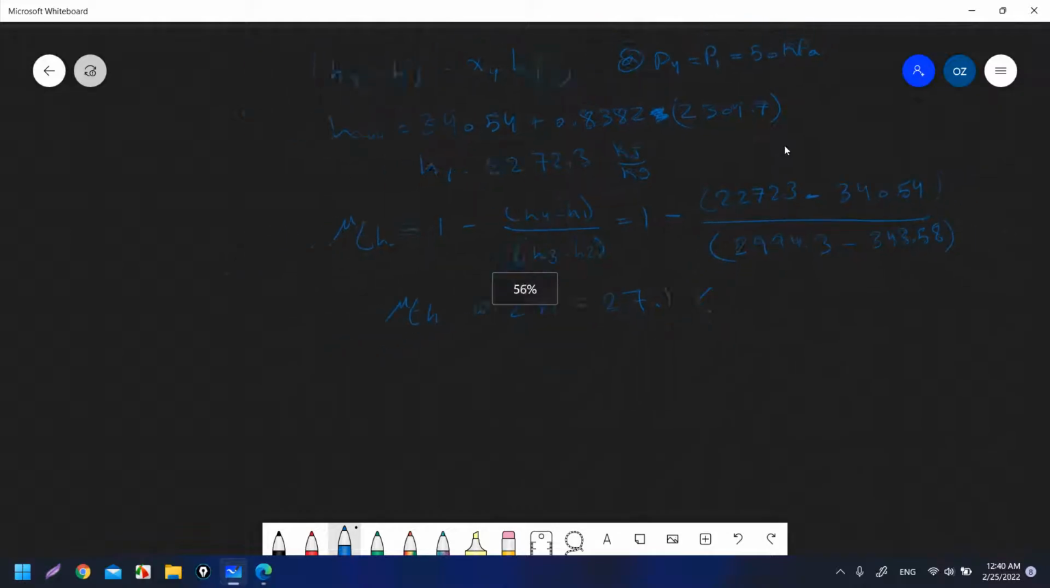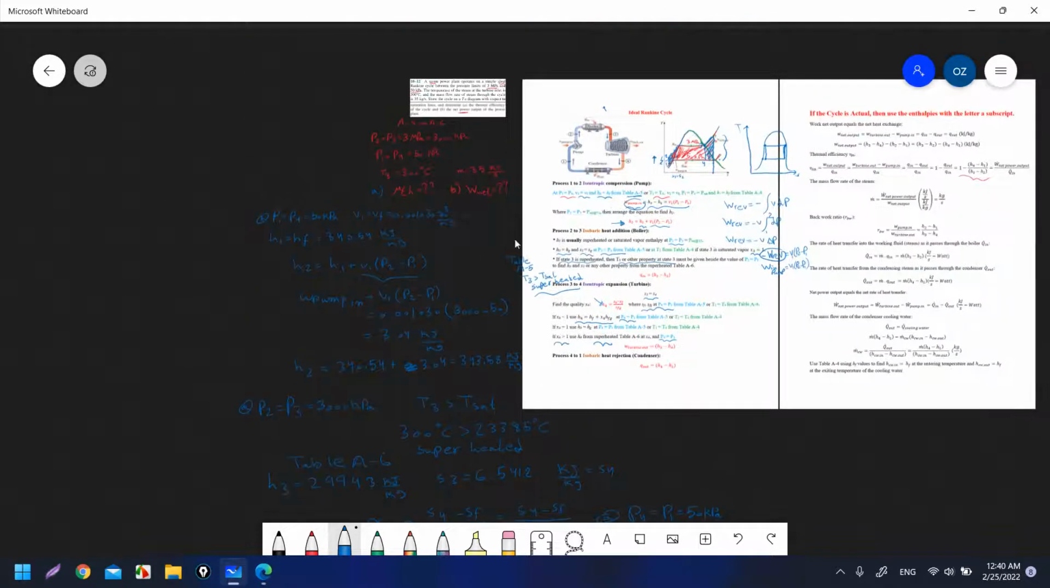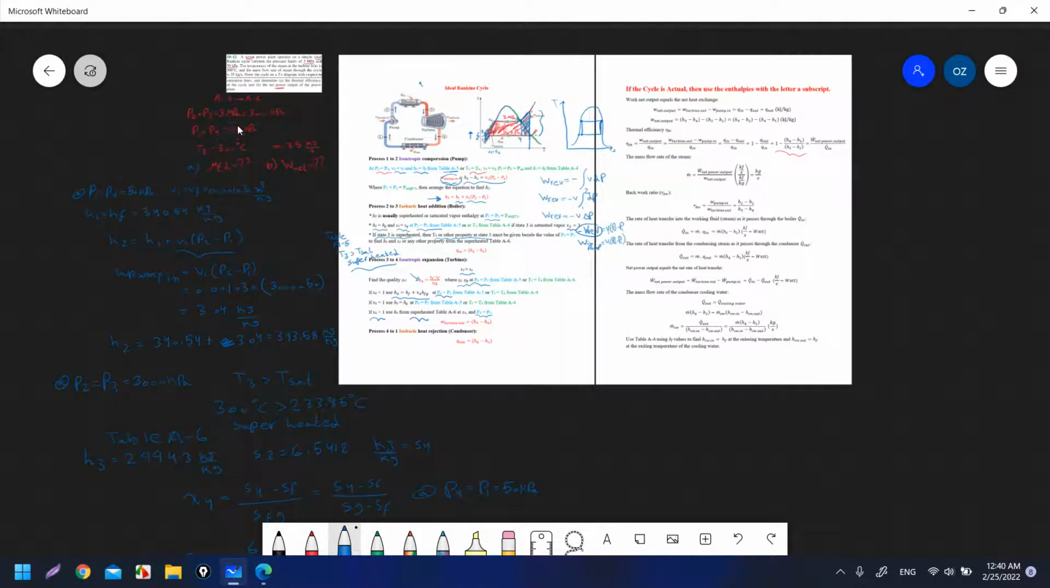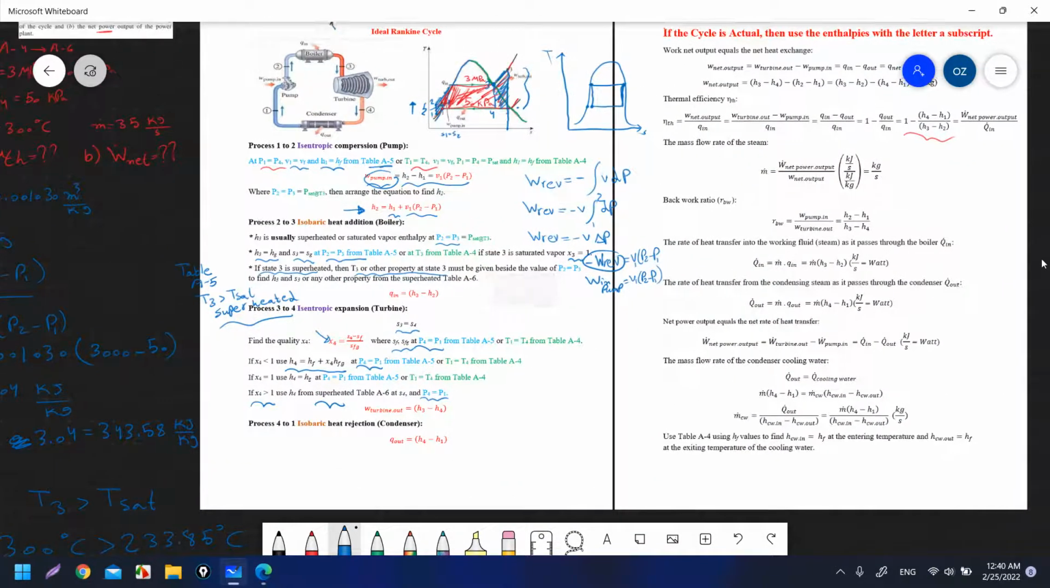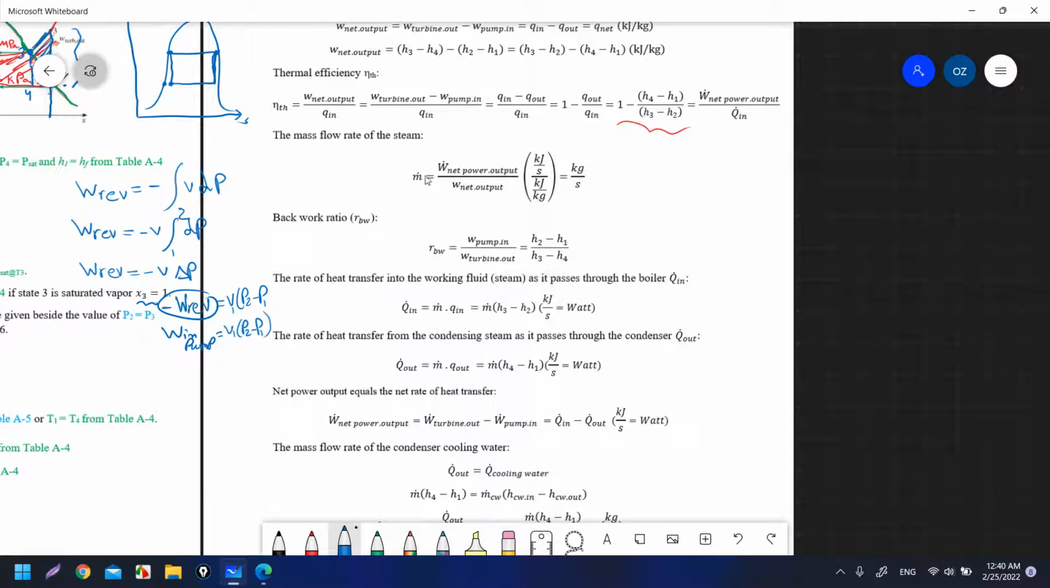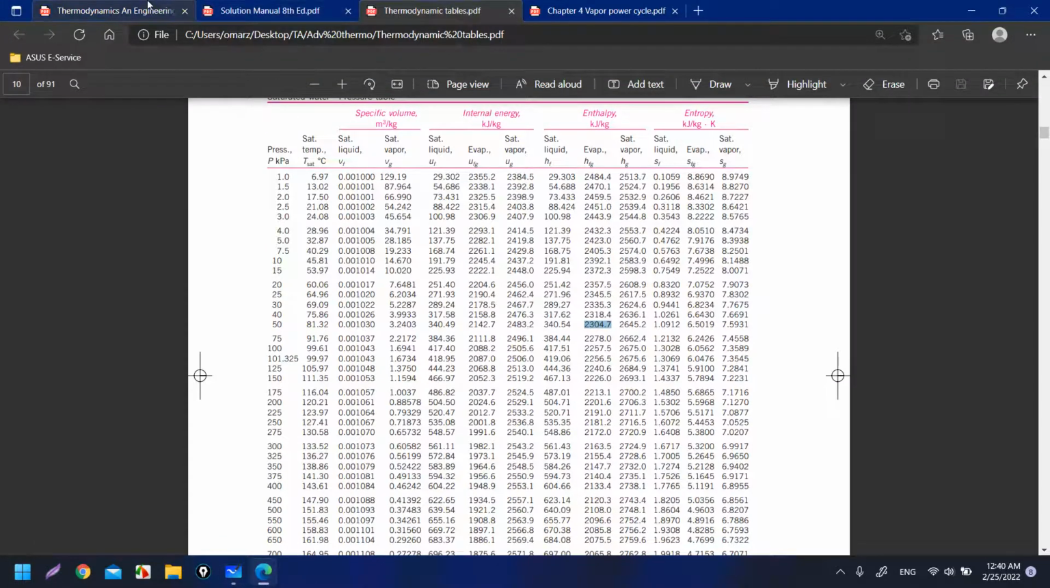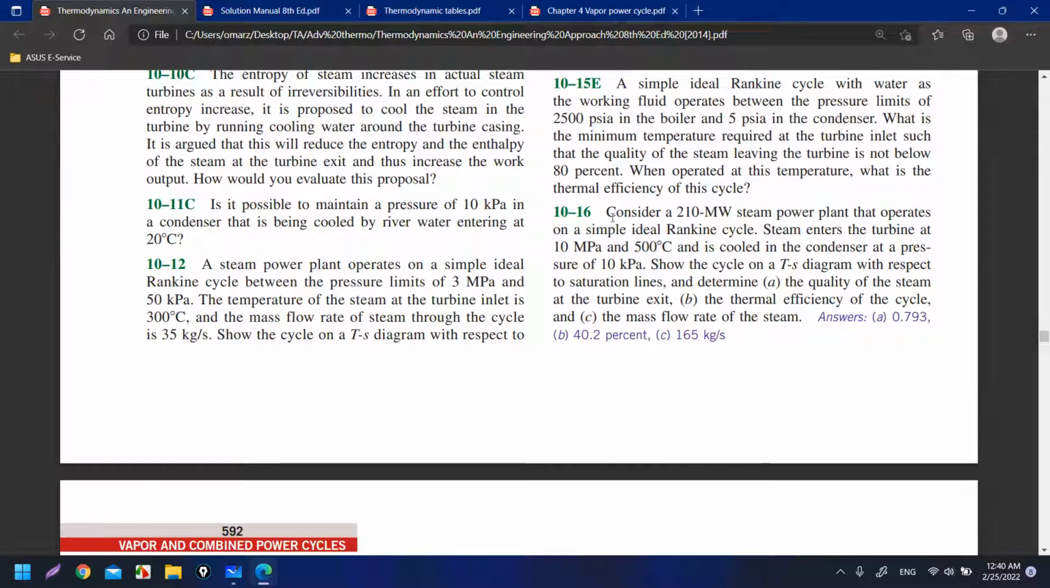What about the power? The second part was about the power, W dot net. I have the mass flow rate given in the question, so I will use this equation: mass flow rate is equal to the net power W dot net over w net. And if it was the opposite, that he gave you w net and asked about the mass flow rate, you will use the same equation. That's what you will see in question 10-16: he asked for the quality, and we calculated the quality and the thermal efficiency, and then he asked for the mass flow rate and gave you in the question the net power.